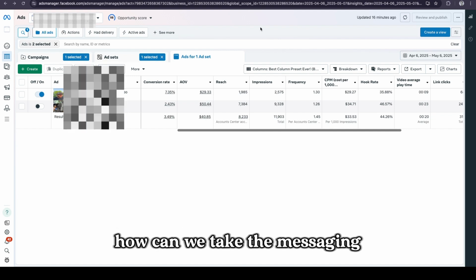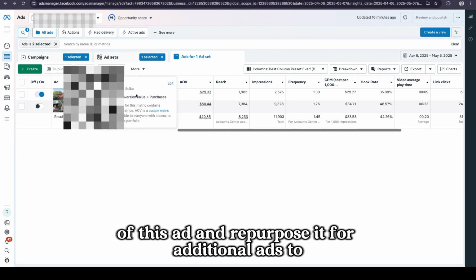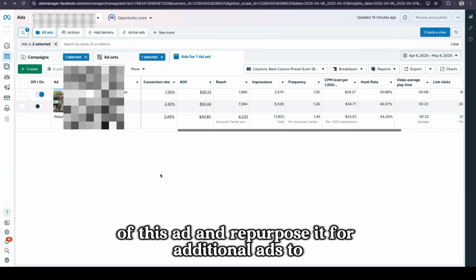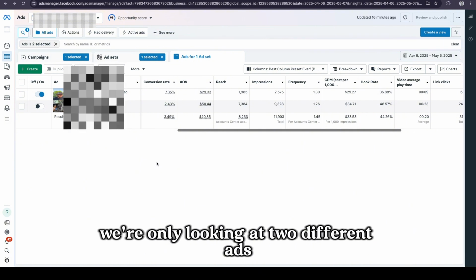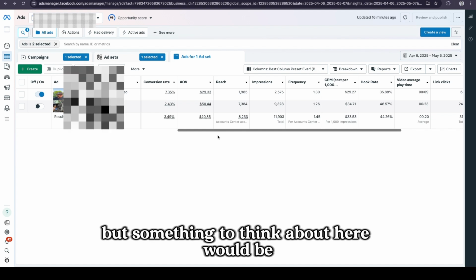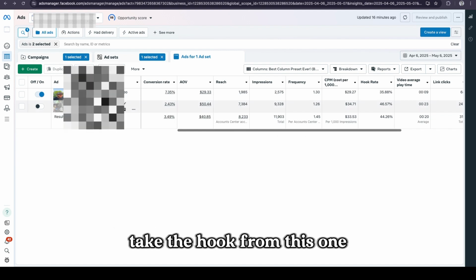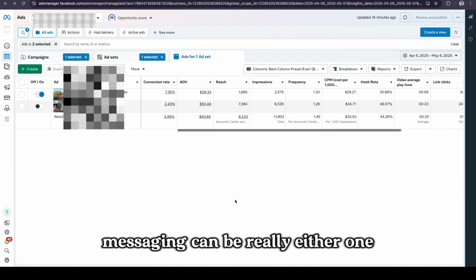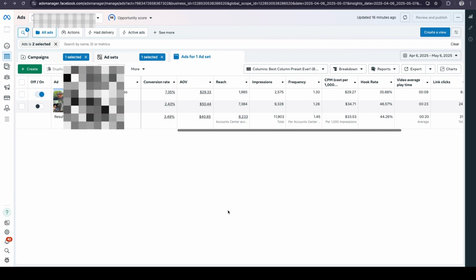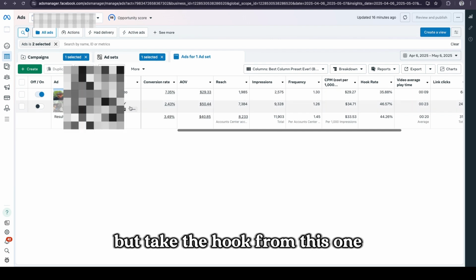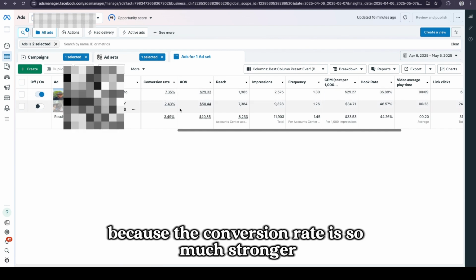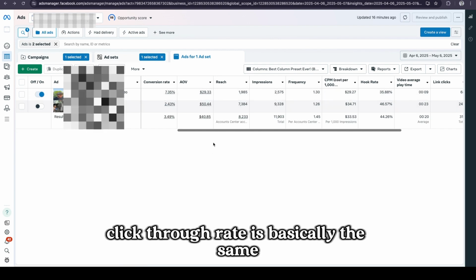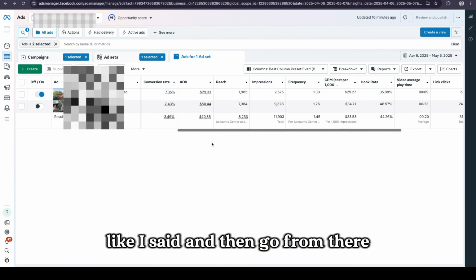So how can we take the messaging of this ad and repurpose it for additional ads to capitalize on that performance? In this instance, we're only looking at 2 different ads, but something to think about here would be, take the hook from this one. Messaging can be really either one, but I would probably take the message from this one because the conversion rate is so much stronger. Click-through rate is basically the same, like I said, and then go from there.